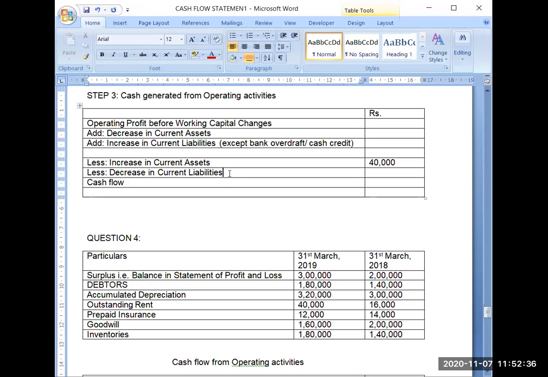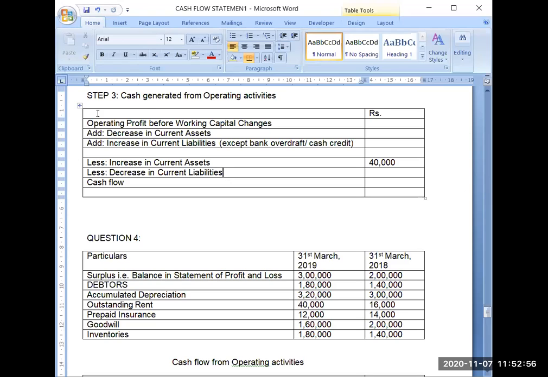And if your current liabilities are decreasing, you can take the example of creditors. If your creditors are decreasing, that means you are paying cash to your creditors. Only then they can decrease. So that's why decrease in current liabilities will be subtracted.